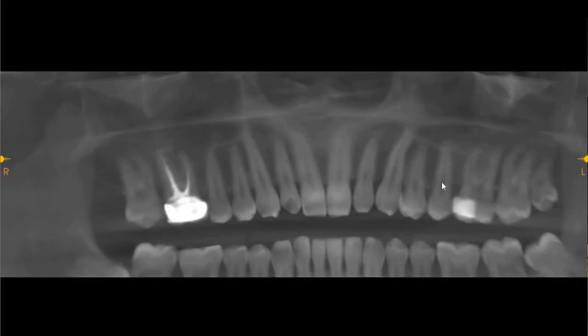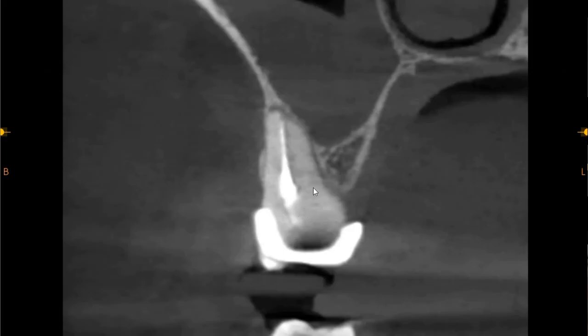Moving on to the panoramic view, it is visible that the upper right first molar seems to be obturated with a slight radiolucency in the mesio-buccal root. On the transaxial view, we can see that there is no MB2. There is only a simple MB, which is the mesio-buccal canal. It does seem to be obturated, and we can see that there are voids present.